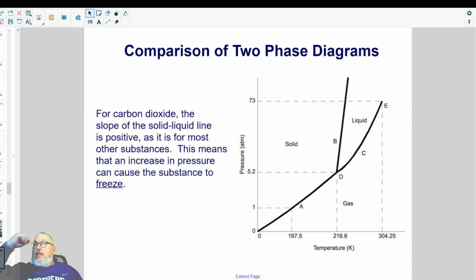Pretty cool. Now let's look at carbon dioxide. Notice it's a little higher. What's the slope between the solid and liquid phases? It's a positive slope. Most substances have a positive slope. So this means that an increase in pressure will cause the substance to freeze. When pressure goes up, it's going to freeze.